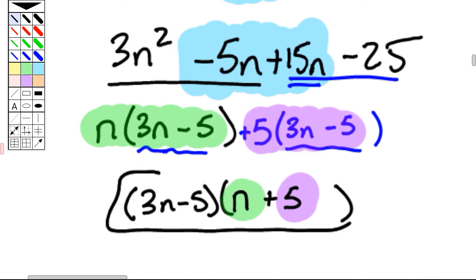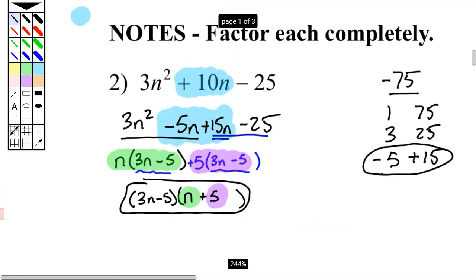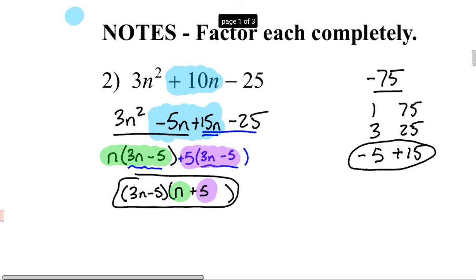Okay, so these are the steps. What do we do first? Multiply first and last term, negative 75. Just like always, find factors of that number that add or subtract to make the middle number. If they multiply to make a negative, one's got to be plus, one's got to be minus. When it's mix and match, who gets this sign right here? The bigger one.